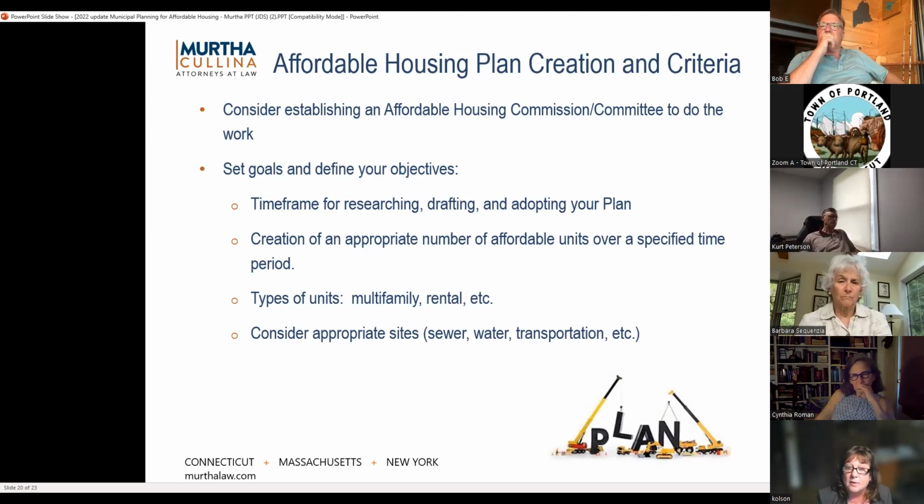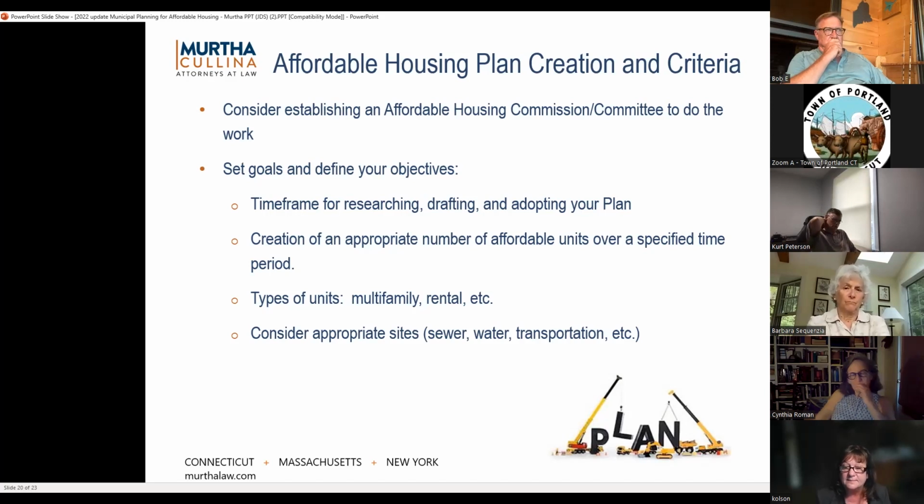You do want to consider appropriate sites, right? Because you're obviously going to want to think about suggesting where affordable housing developments can go based on sewer, water, transportation, right? It's easier when it's near Main Street to accommodate people of varying diverse backgrounds.